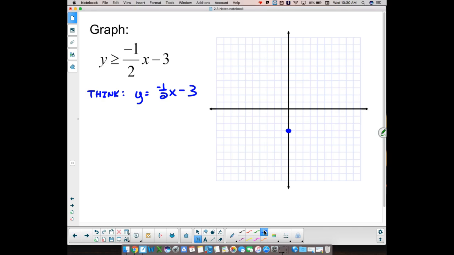What's my slope? Negative 1/2. So that tells me I do what two directions and what distances? Down 1 and right 2. Rinse, lather, and repeat. What if I don't want to go down and to the right? Up and left.